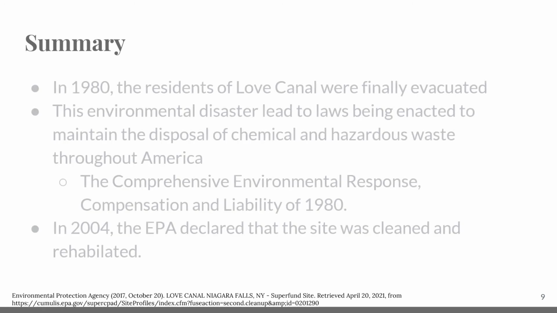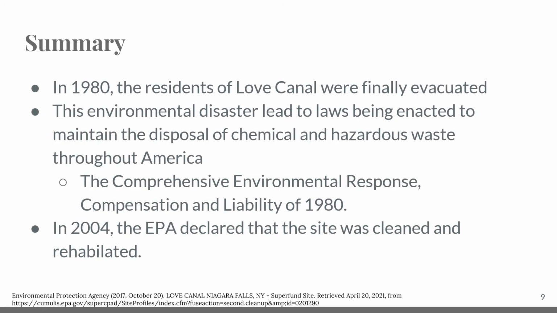Finally, in 1980, the residents of Love Canal were evacuated from the toxic land site. The federal government authorized $20 million of funds for the purchase of homes, allowing the people of Love Canal to move elsewhere. This environmental disaster led to laws being enacted to maintain the disposal of chemical and hazardous waste throughout America. Though considered one of the worst environmental disasters in America, this led to laws being enacted.